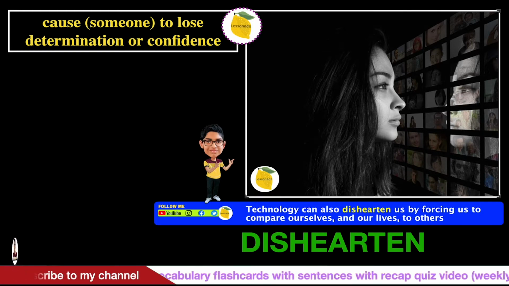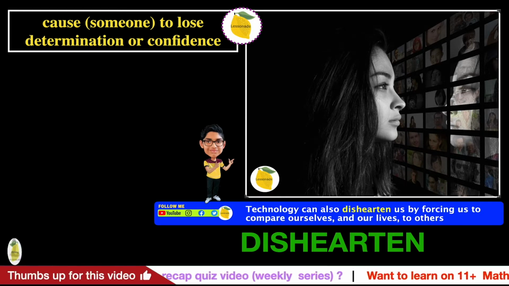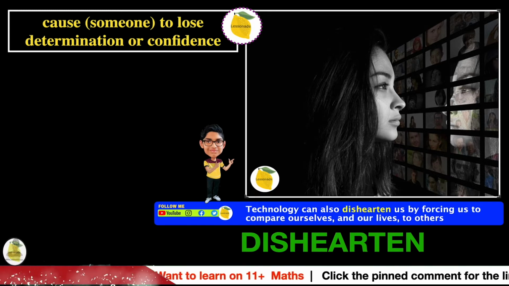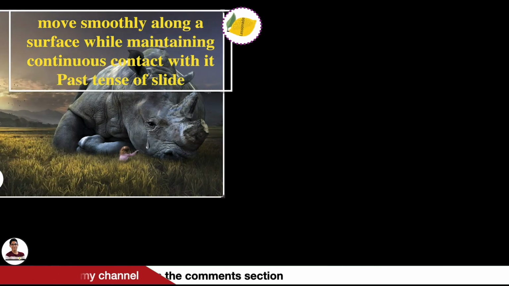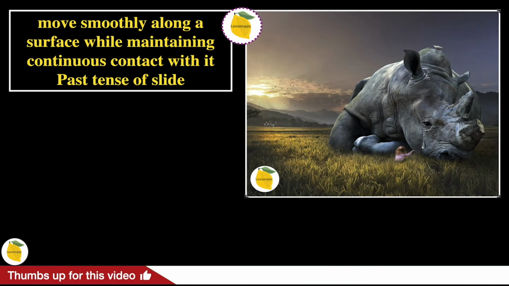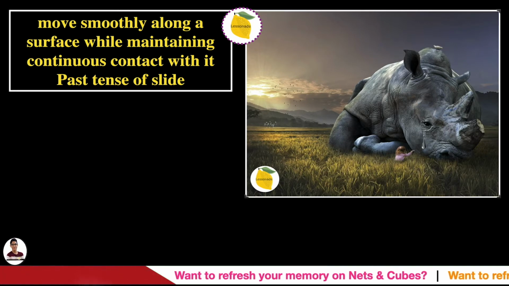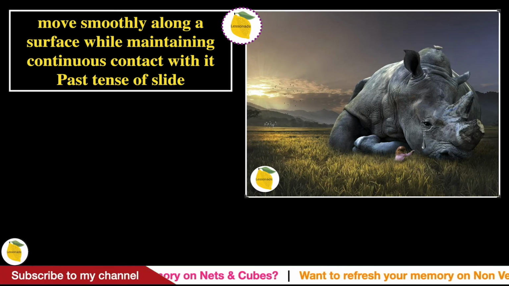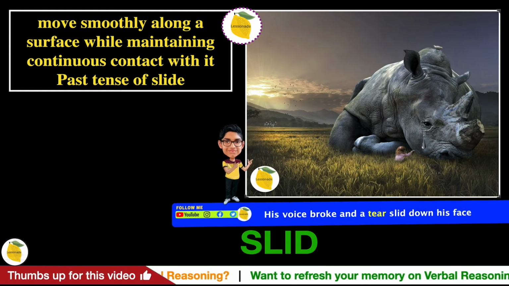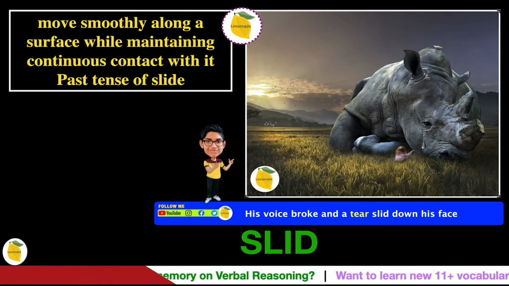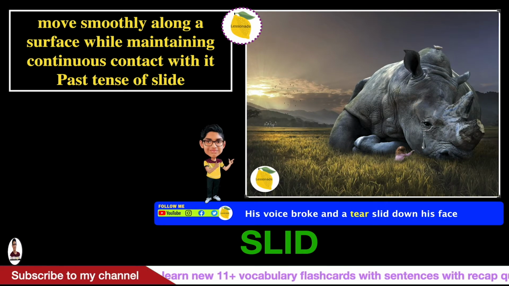our lives to others. So before we go on to the next one, let's try to recall the previous slide, and the previous slide is pitch. Let's go on to the next one. The next one is move smoothly along a surface while maintaining continuous contact with it. Past tense of slide. In this picture, we can see a teardrop moving smoothly along the surface of the rhino and maintaining a continuous contact with it, and therefore the word will be slid. The sentence for this word is, his voice broke and a tear slid down his face.